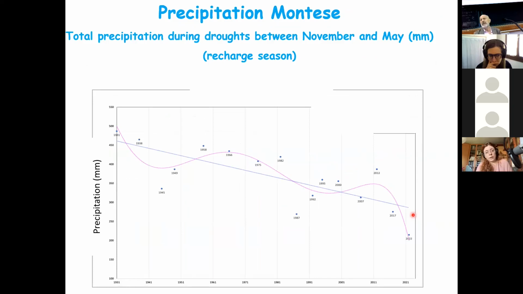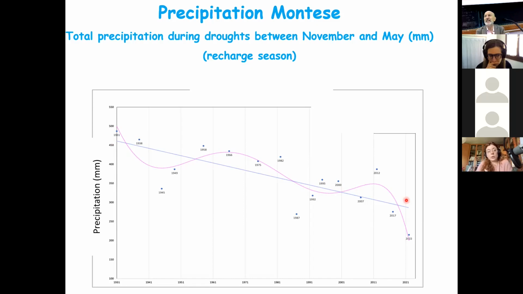Not only that, if we put in the same Montese situation the precipitation fallen from November to May during the dry years, we observe a decrease of this precipitation. And so not only are the dry events more frequent, but during a single dry event, the total amount of precipitation is getting lower over time.